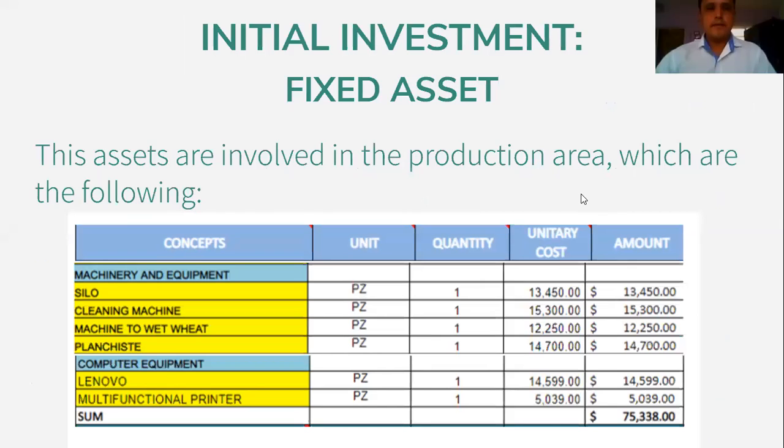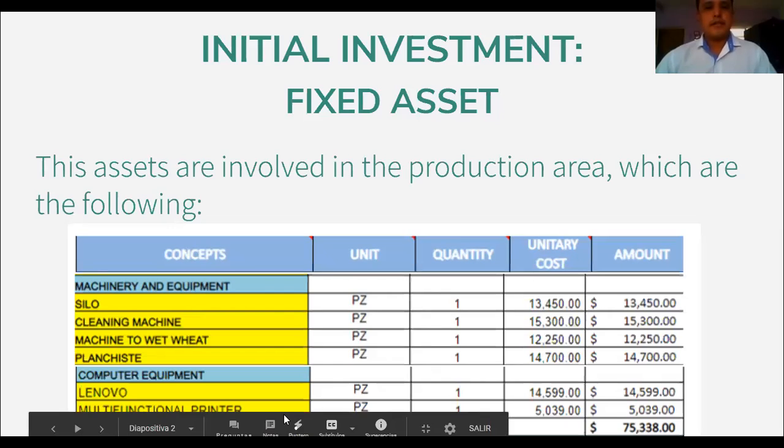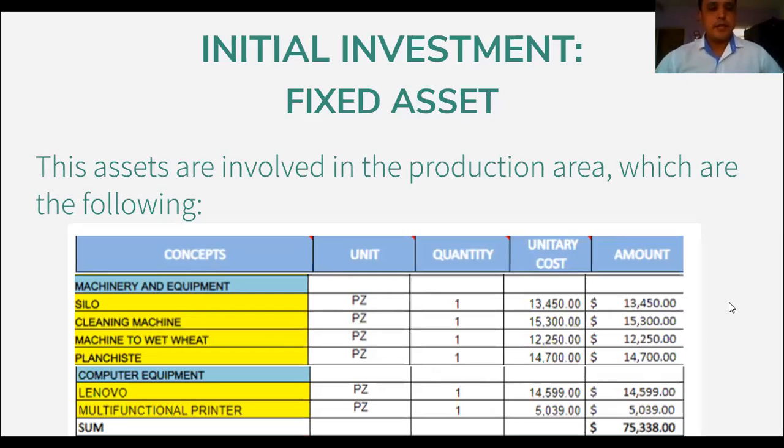Starting on, we have the initial investment, which are the fixed assets. These assets of the company, whether tangible or not, are necessary for the production area, but we have to keep in mind that they are not necessary for the sales area. The following are the machinery, which is the silo, the cleaning machine, the machine to wet the wheat, the planchisti, that together full a 14,700 pesos in all.